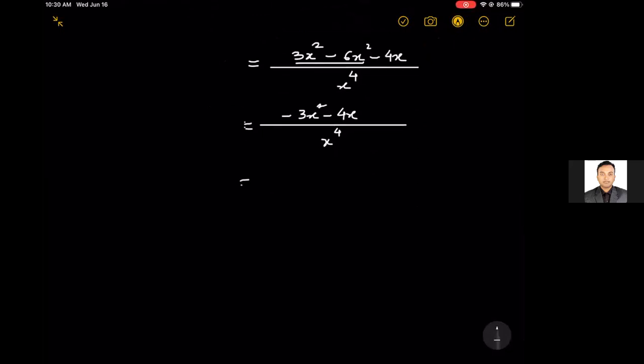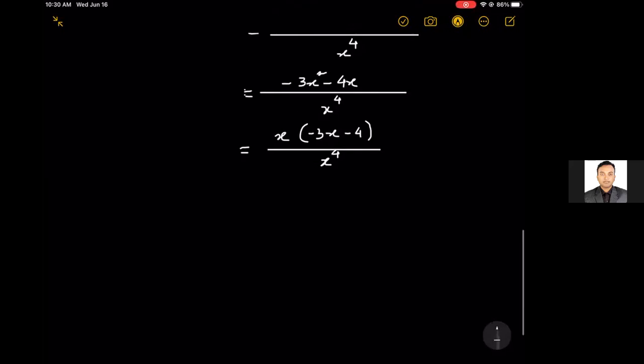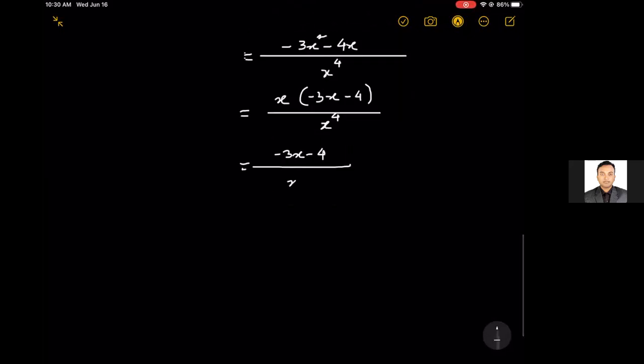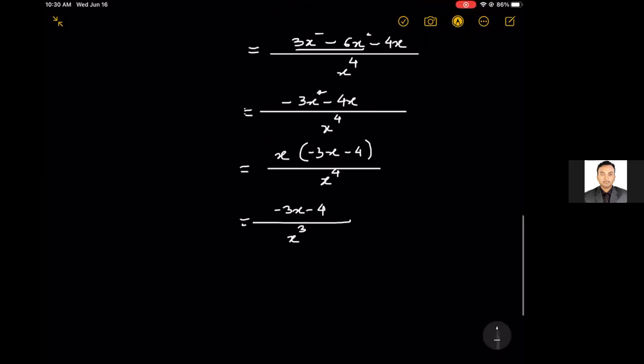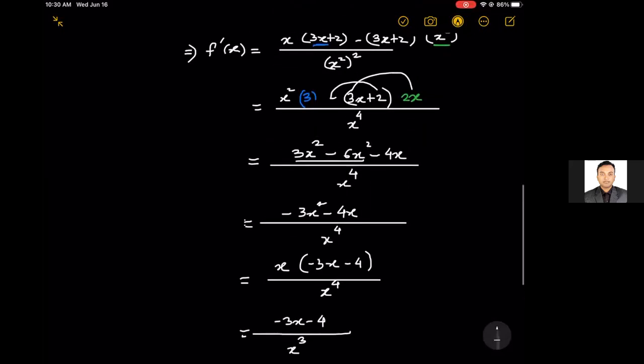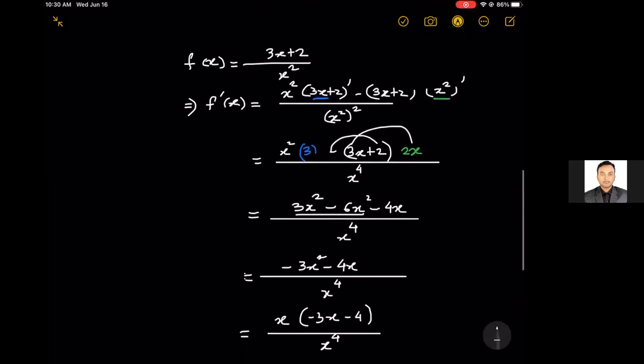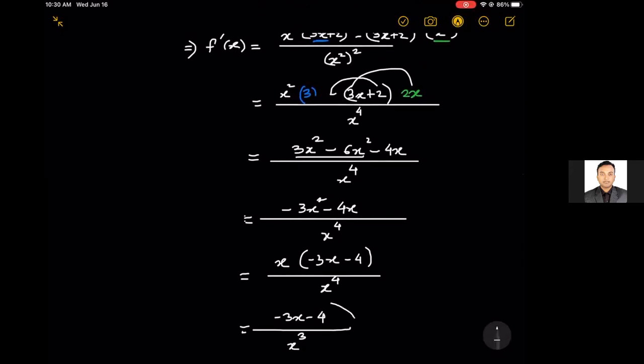And I think we can simplify it just a little bit more. If I can factor out 1x, I have negative 3x minus 4 over x to the 4th, and I'll have negative 3x minus 4 over x cubed. So this is my first derivative for this function, 3x plus 2 over x squared. Okay, this is the derivative. Okay, so the first job is done.